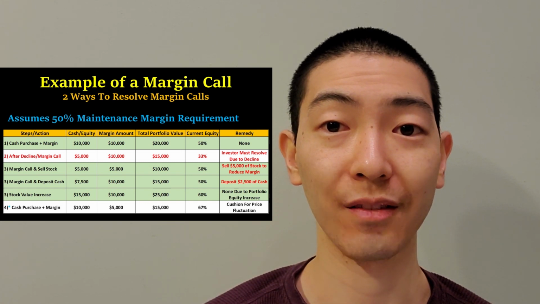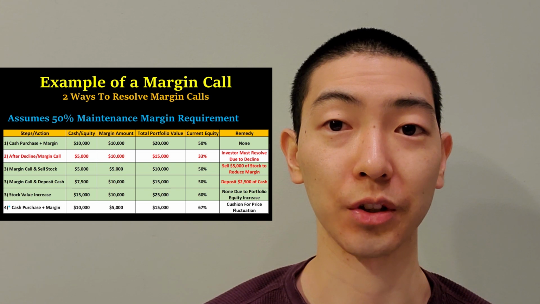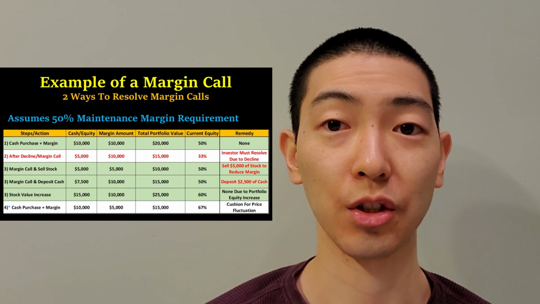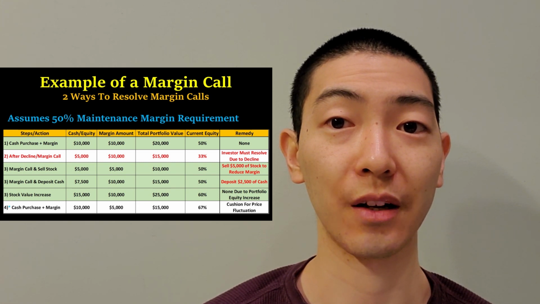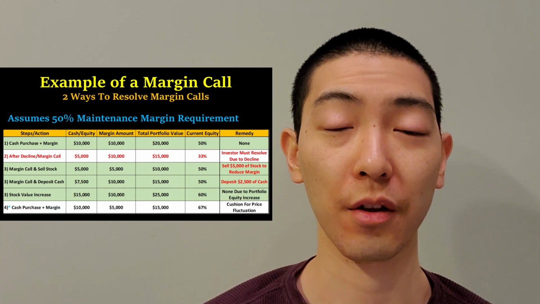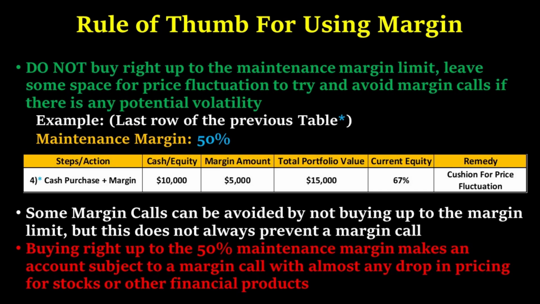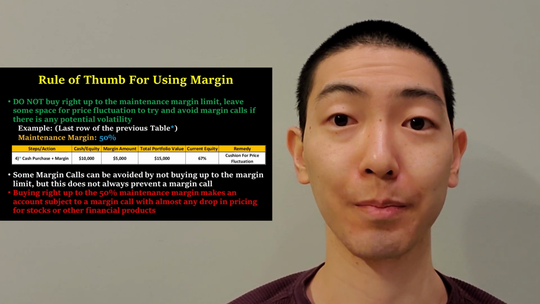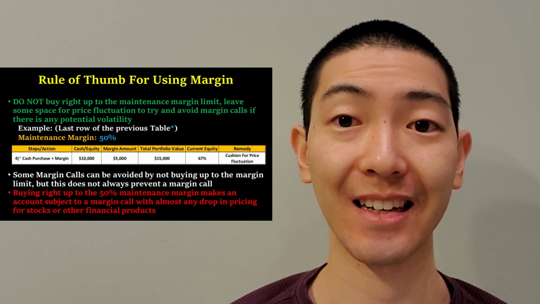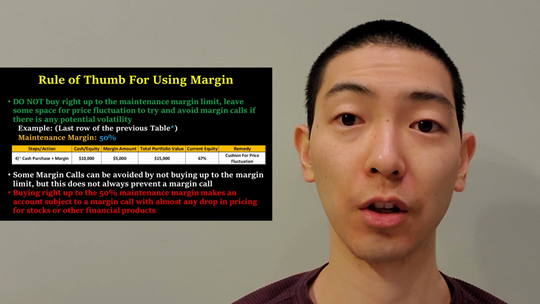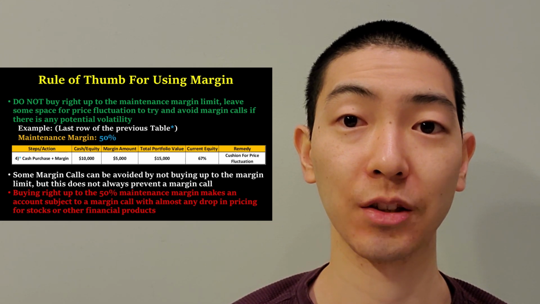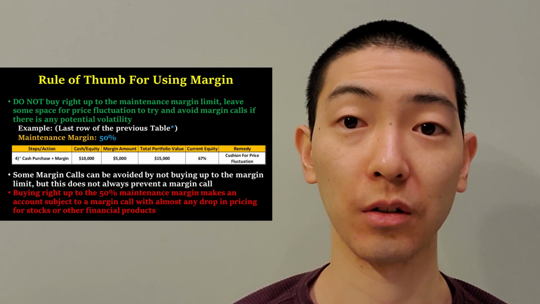Margin calls also heavily impacted many investors in March of 2020 during the huge sell-off, until the rebound started after March 23rd later in the month. So a rule of thumb that I recommend if you use margin at all is to not buy right up to your brokerage firm's maintenance margin cap, because any drop in stock prices could cause a portfolio to drop below the maintenance margin and cause a margin call.